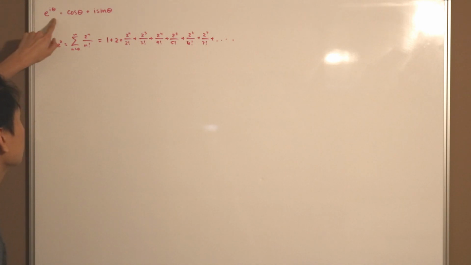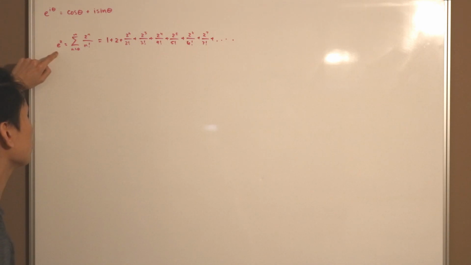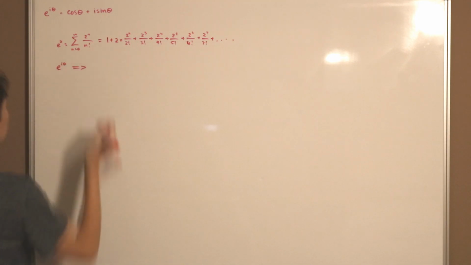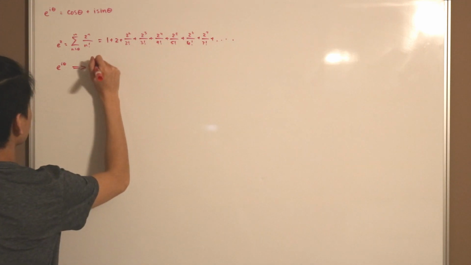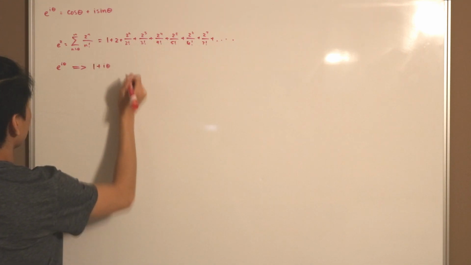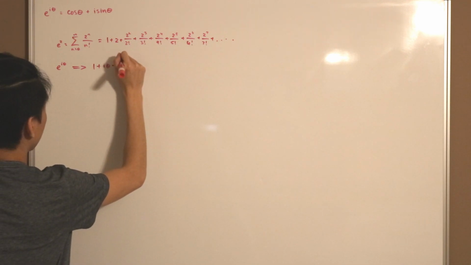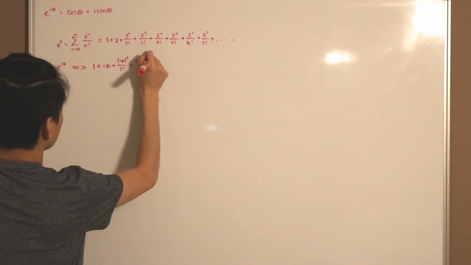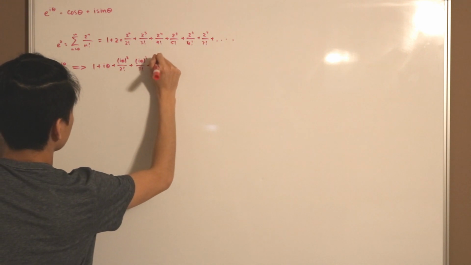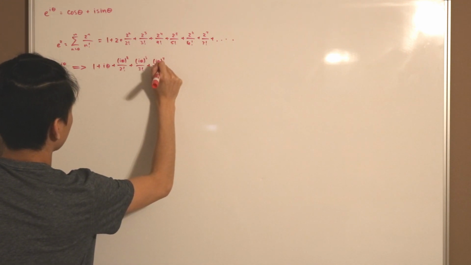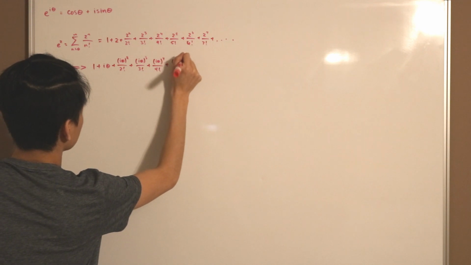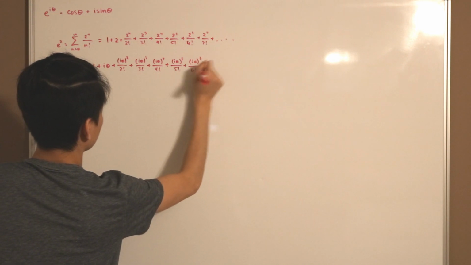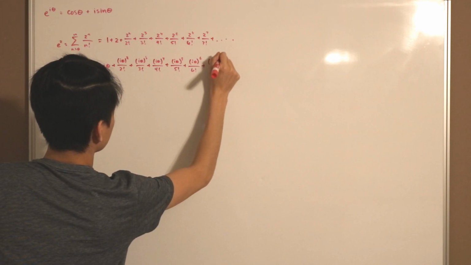So now let's plug i theta in, substituting for z, to get e to the i theta. You simply plug i theta into all the z's here, so that we get 1 plus i theta, I'm going to write in parentheses, plus (i theta) squared divided by 2 factorial plus (i theta) cubed over 3 factorial plus (i theta) to the 4th over 4 factorial. Okay, let me just write this out: 5, 6, 7.